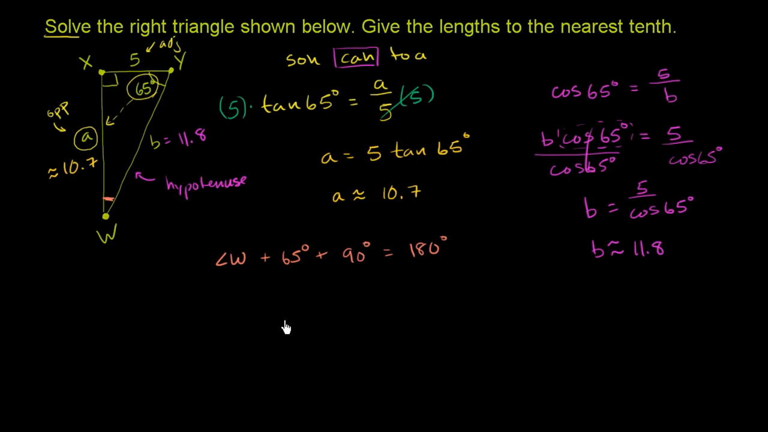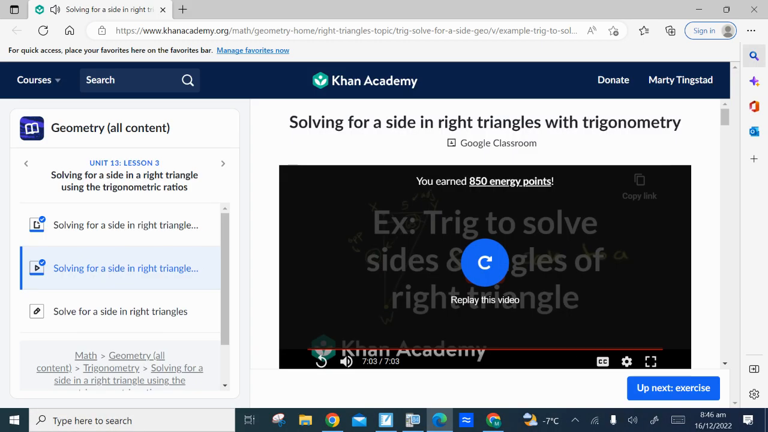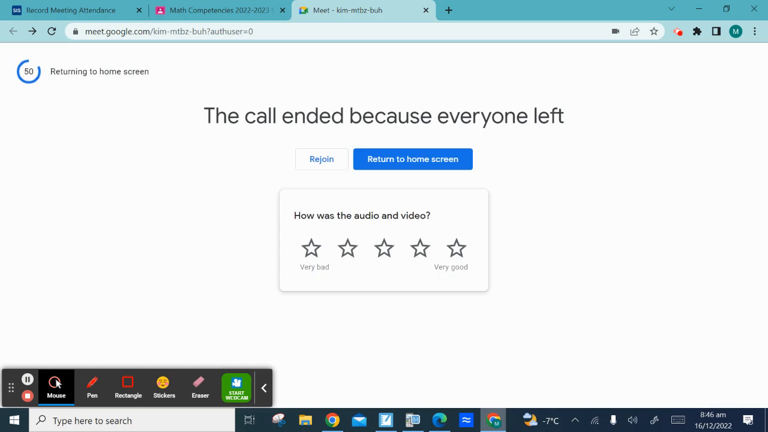So all we need to do is, well, we could simplify the left-hand side right over here. 65 plus 90 is 155. So angle W plus 155 degrees is equal to 180 degrees. And then we get angle W, if we subtract 155 from both sides, angle W is equal to 25 degrees. And we are done solving the right triangle shown below. Okay, so that's how this works.